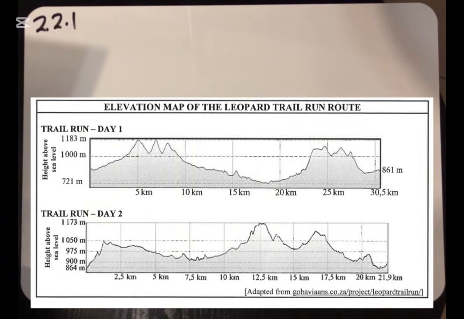The distance was 30.5 kilometers. And then day 2, we can see that the highest here was 1,173 meters, which was reached at 12.5 kilometers. And then the longest distance was 21.9 kilometers. Okay, that's the information that we have. This is the height above what? The sea level. We should not forget.